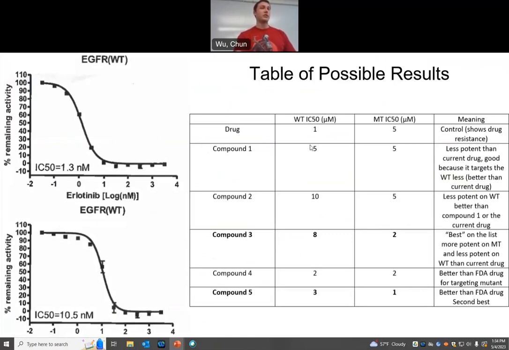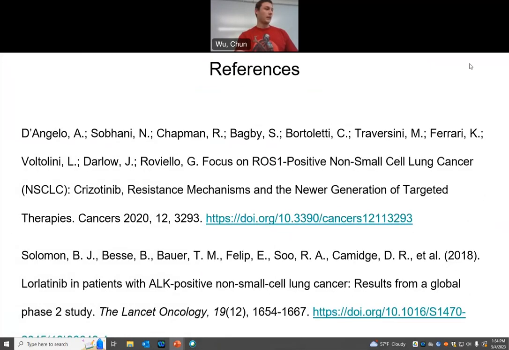And this is potentially what you would see. At the top would be the current FDA drug. Then you'd be looking for any compounds where the wild type IC50 was less potent and the mutant one was lower. We said that was compound 3 and compound 5. And then your reference.